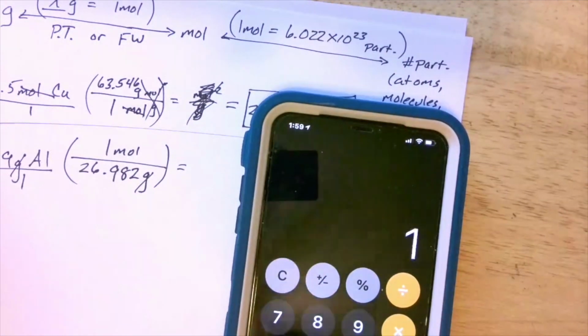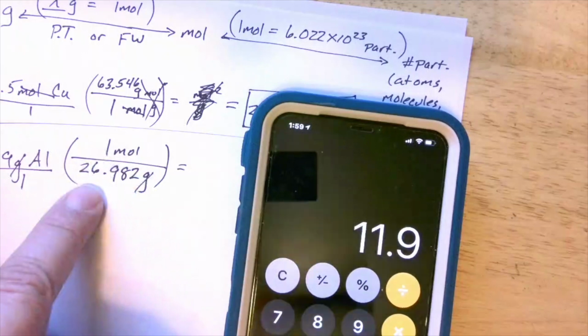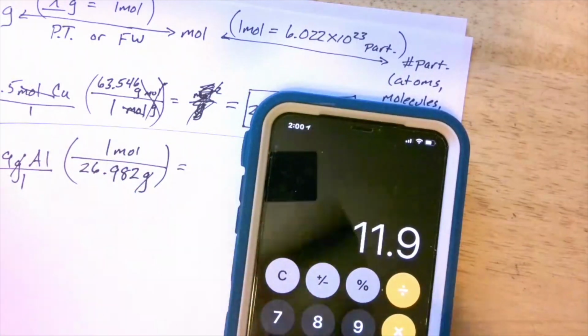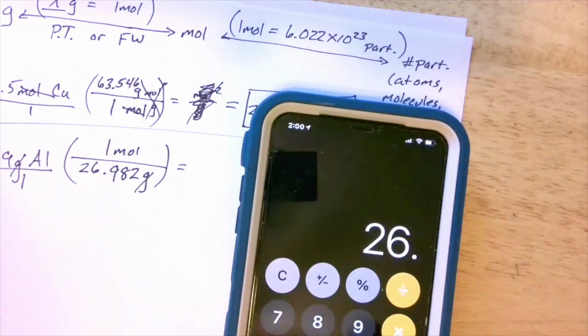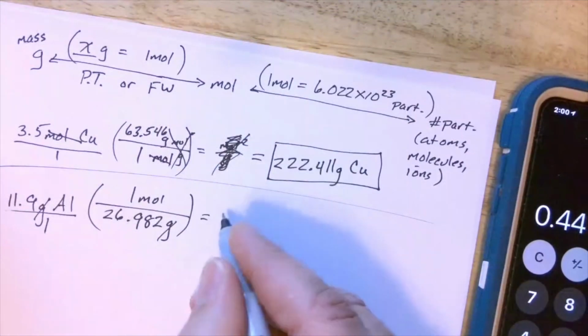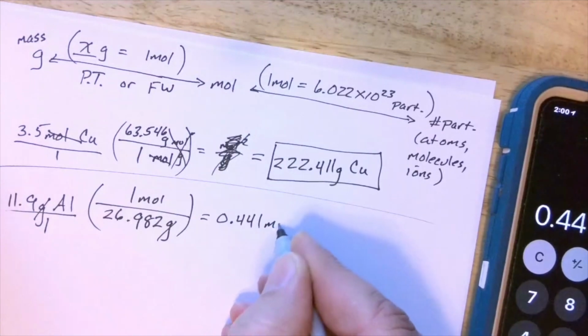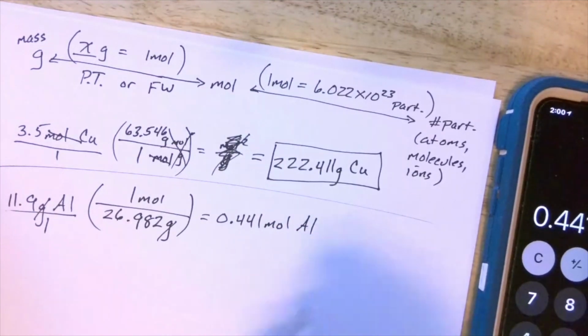I'm going to take 11.9 times 1, which gives you the same number, divided by 26.982, and you get 0.441. 0.441 moles of aluminum.